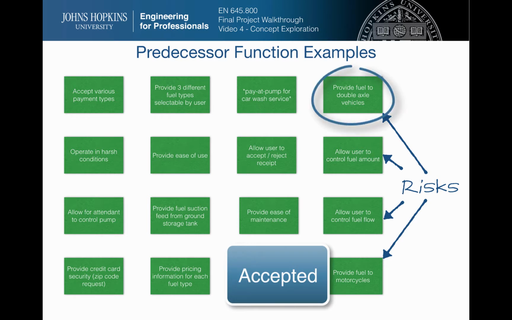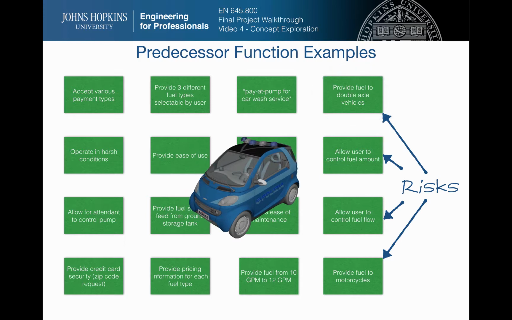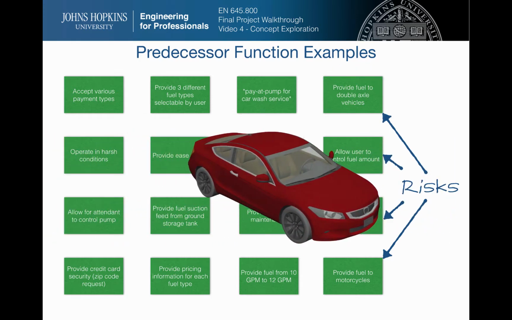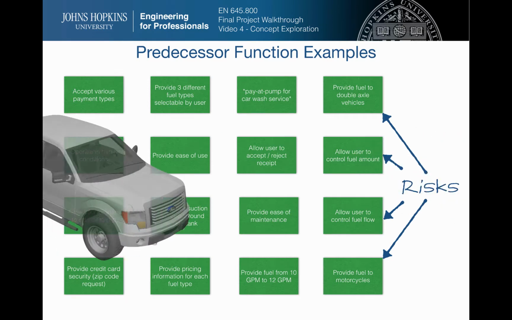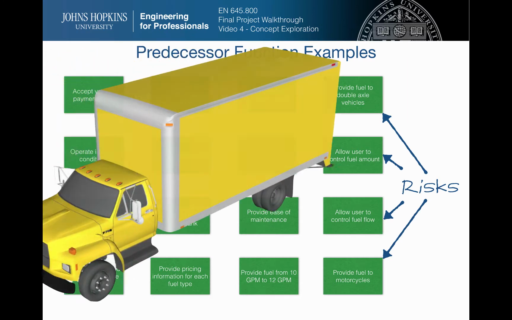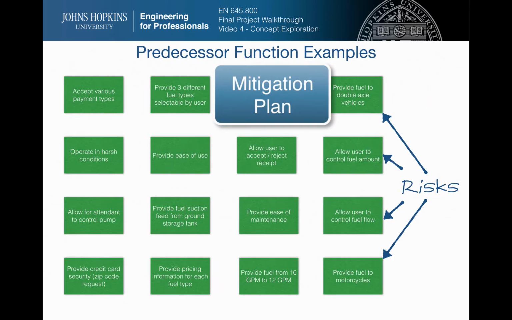Now this function at the top, provide fuel to double-axle vehicles, needs to be defined a little better. I need to define the various vehicle types and decompose this function to address each of these types. For instance, we could have something as small as a smart car, to a Honda Accord, to a 2-ton pickup truck. This is actually a 1.5-ton pickup truck. All the way to a large moving vehicle. My system should be capable of refueling each of these types.